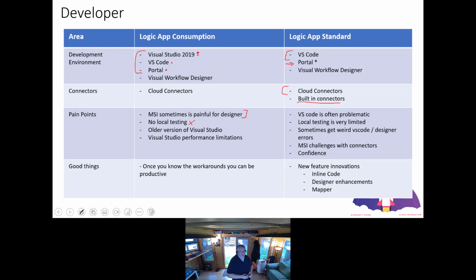Consumption doesn't have support for local testing. You're on an older version of Visual Studio, so it doesn't support VS 2022 yet. It's only 2019, and also there are a few limitations performance-wise in VS 2019. So that's some of the challenges that you have with Logic App development in Logic App consumption. I think this is kind of one of the reasons why we still have people do portal development with Logic App consumption, particularly because of those performance limitations. If you've got a really big, complicated Logic App, sometimes they can be quite sluggish and frustrating for a developer.